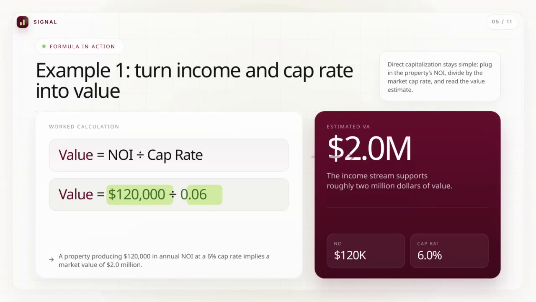Here, we see a practical example of how to use the direct capitalization formula to estimate a property's value. The process is straightforward. You take the property's net operating income, or NOI, and divide it by the market capitalization rate, also known as the cap rate. In this example, the NOI is $120,000, and the cap rate is 6%. When you divide $120,000 by 6%, or 0.06, you get an estimated property value of $2 million. This means that the income stream generated by the property supports a value of roughly $2 million. It's a simple yet powerful method to quickly gauge the market value based on income.